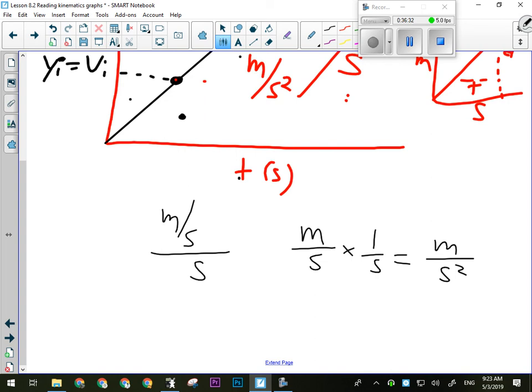How fast are you changing your velocity? I'm changing my velocity by this many meters per second every second. Meters per second per second, or meters per second squared. Everyone follow me on that?